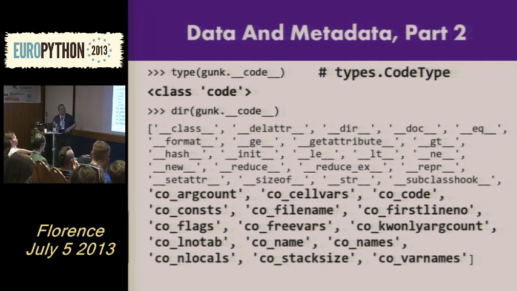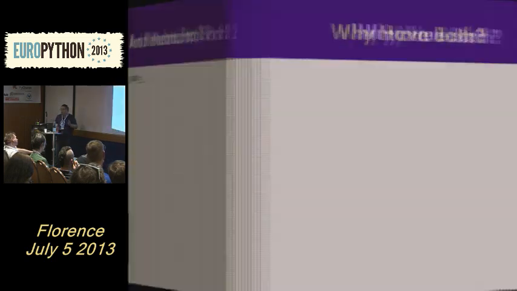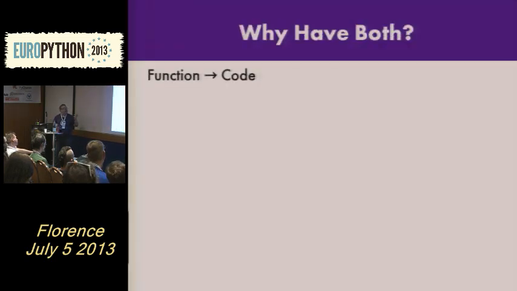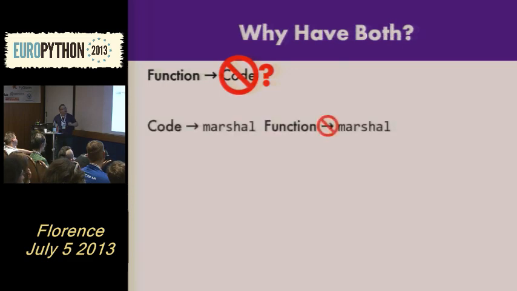This gives direct rise to the question, why bother to have both of them at all? If we're going to have both function objects and code objects, why not just fold the code object into the function object and just have one object? Now the first thing I'll point out to you is that code objects are marshalable and function objects are not marshalable. Now what the hell does that mean?